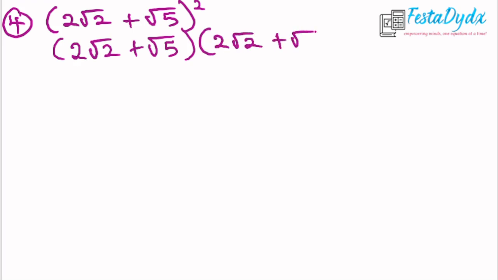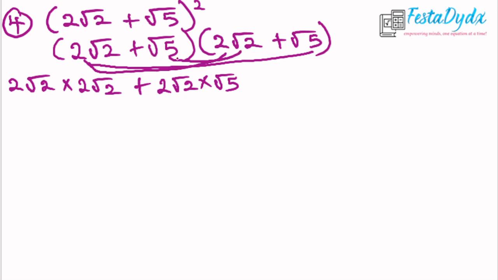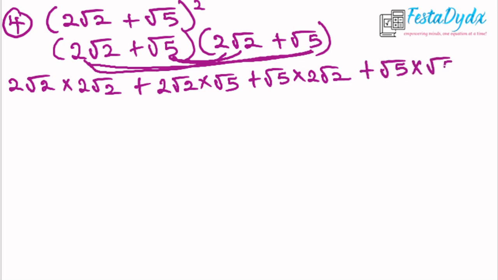2 plus root 5. So now let's expand. 2 root 2 times 2 root 2. Then we have 2 root 2 times root 5, so plus 2 root 2 times root 5. And then we'll have root 5 times 2 root 2, so plus root 5 times 2 root 2. Then we'll have the last one, plus root 5 times plus root 5, so plus root 5 times root 5.